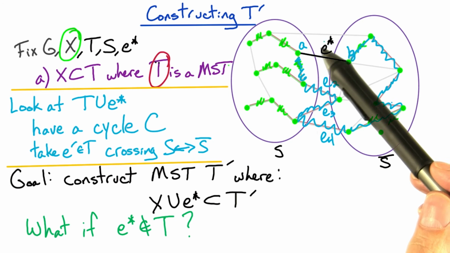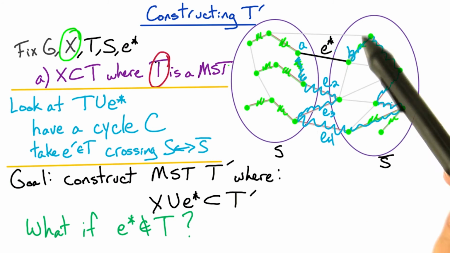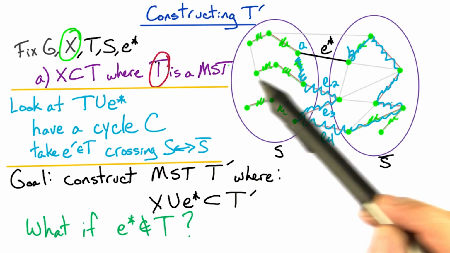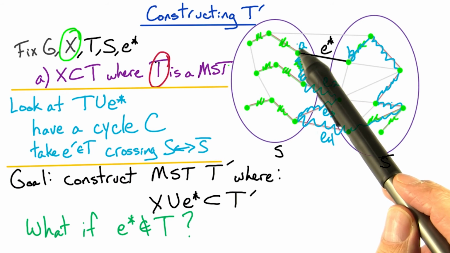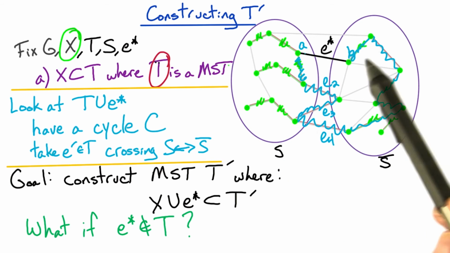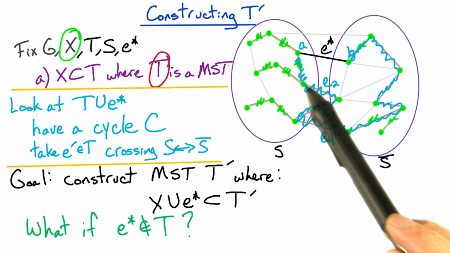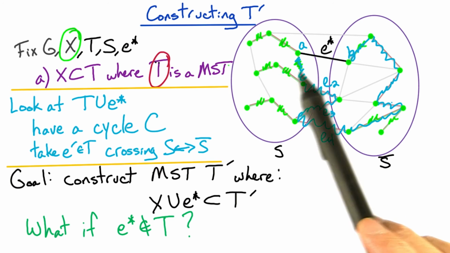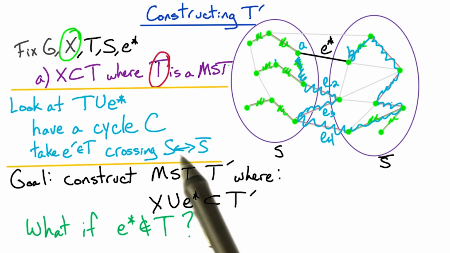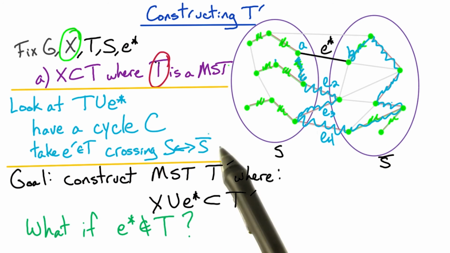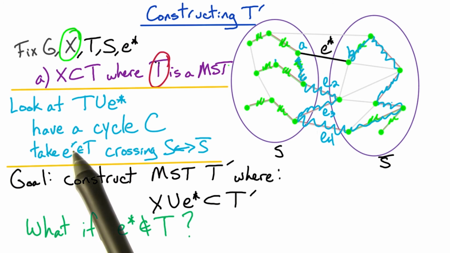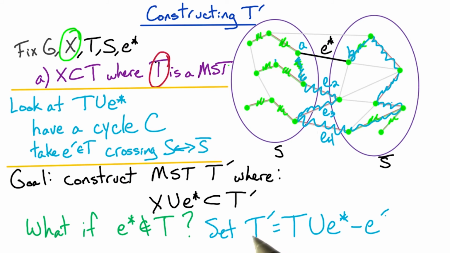Well, this edge E star has one endpoint in S and one endpoint in S bar. Now this tree T, it's a tree, once again, so that means it's connected. So that means there's got to be at least one path between A and B. Now that path has to cross from S to S bar at some point. Now in this example, it crosses multiple times, but it's got to cross at least one time from one side to the other side. Now when it crosses from one side to the other side, it has to have an edge which crosses from one side to the other side. So take one of those edges which crosses from one side to the other side. Call that E prime.